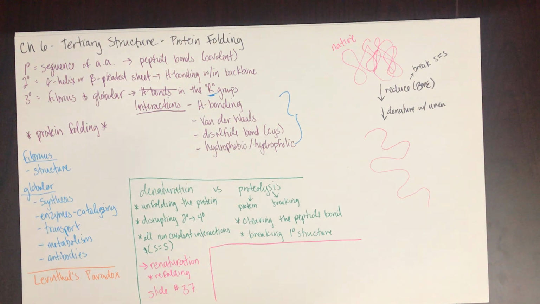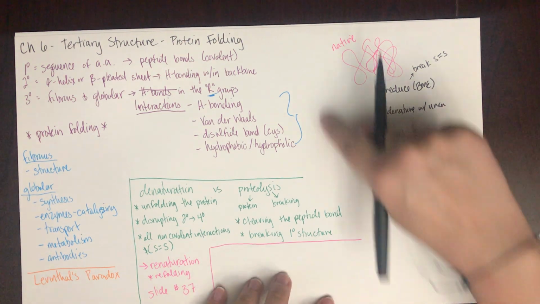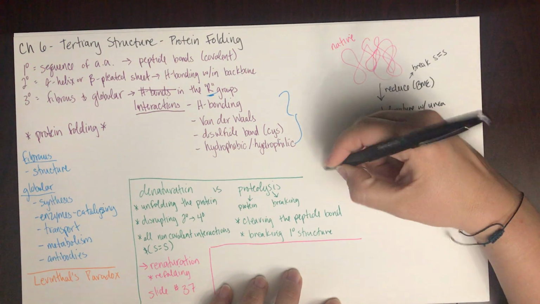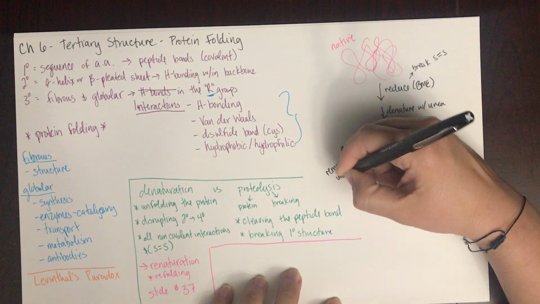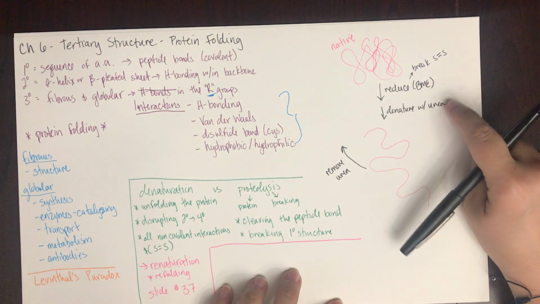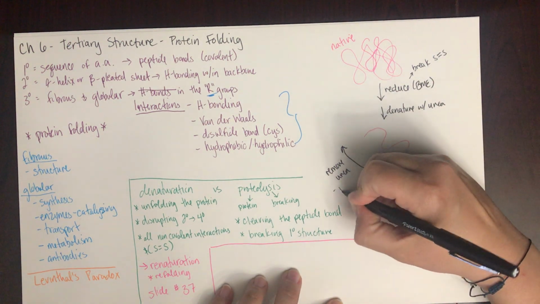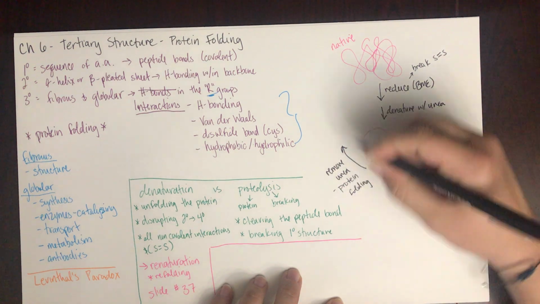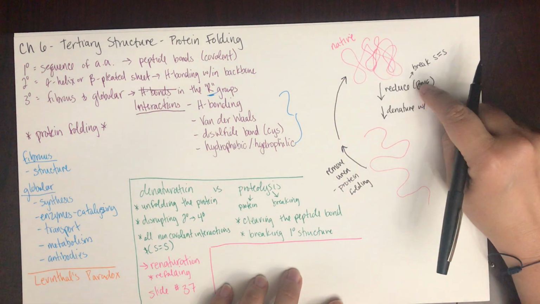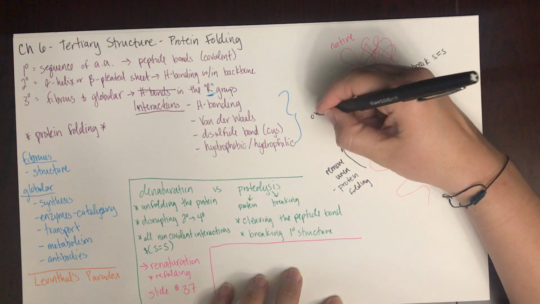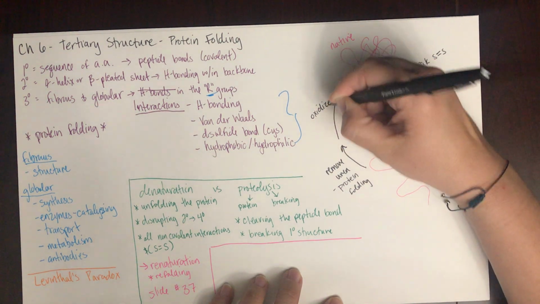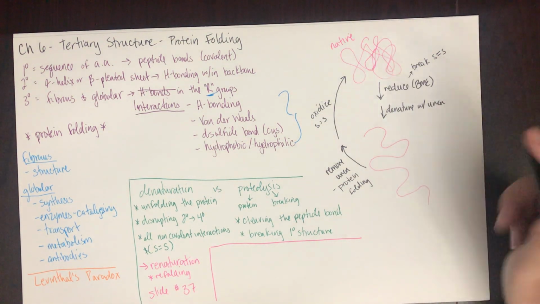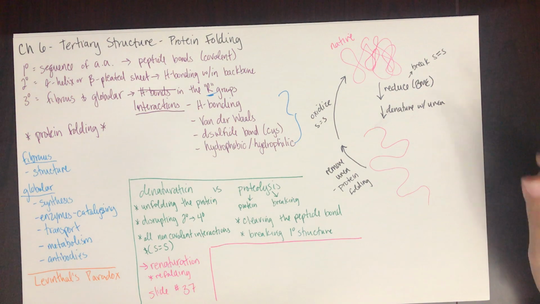They learned that you could get back to this native state if you do it in this order: remove the urea, which is going to cause the protein to fold again, and then oxidize, which will cause the disulfide bonds to reform, and you would get this native structure again.